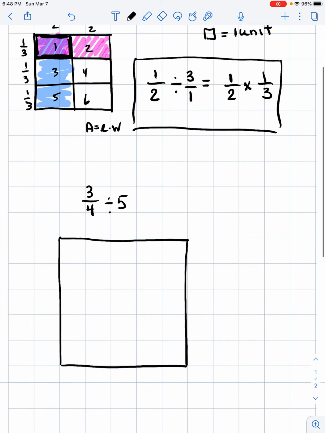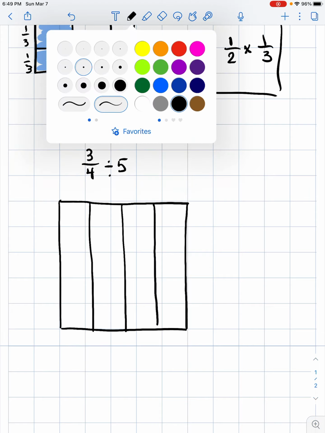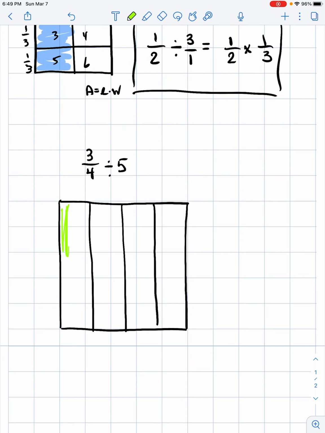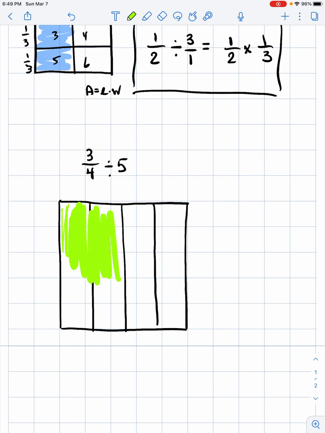Now, let's look at number 2. Number 2 is a little bit more difficult, but the same thought process. Okay, instead of having a unit fraction like a half, I have 3/4 that I'm starting with. So again, 3/4 is my dividend, so I'm going to model 3/4. I'm going to divide my rectangle into 4 equal pieces. I'm going to shade 3. I'm going to make it much wider. Okay, so I'm going to shade 3 pieces.